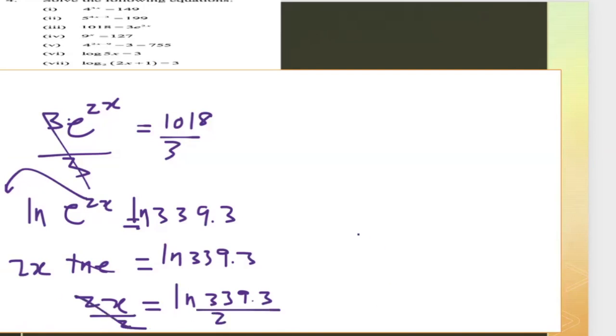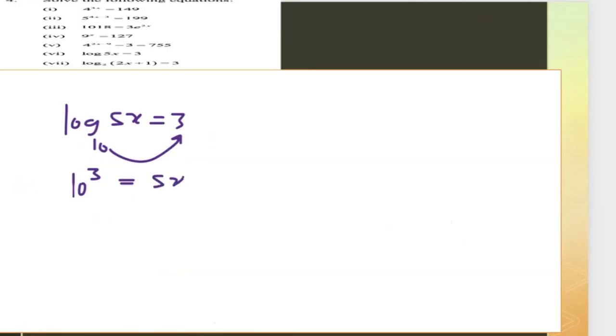This cancels, and now you can put this in your calculator. So select ln 339.3, then you divide it by 2, and you get 2.9, or if you want to use 3 decimal places, 2.913.